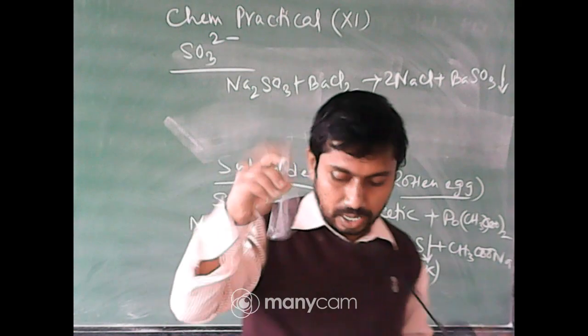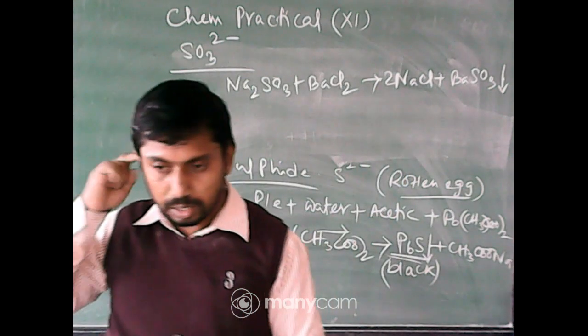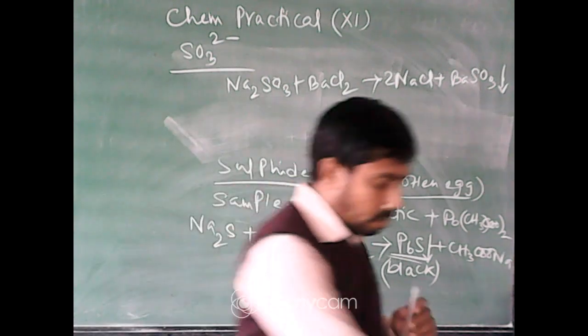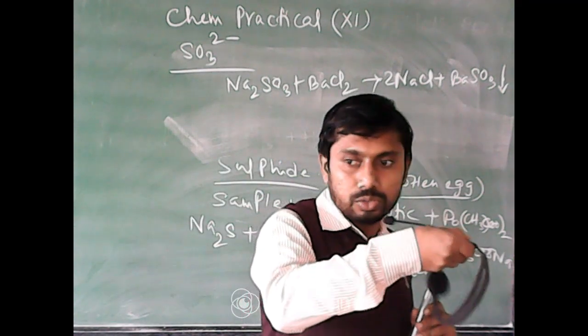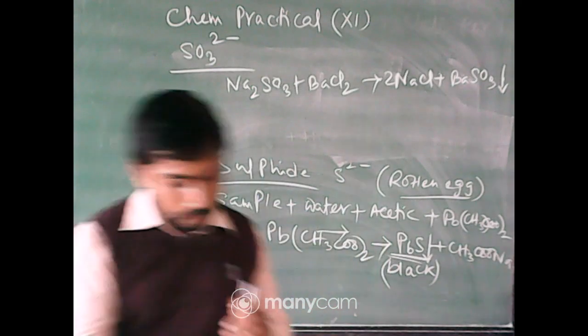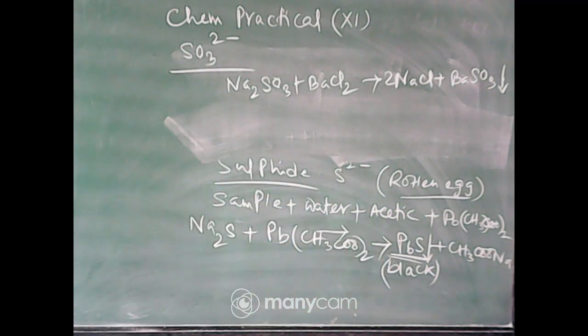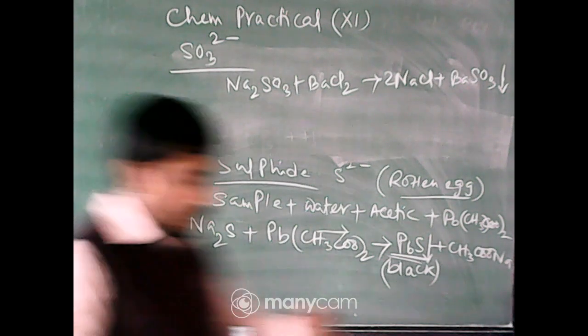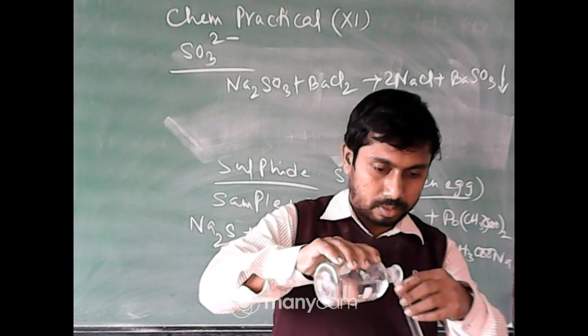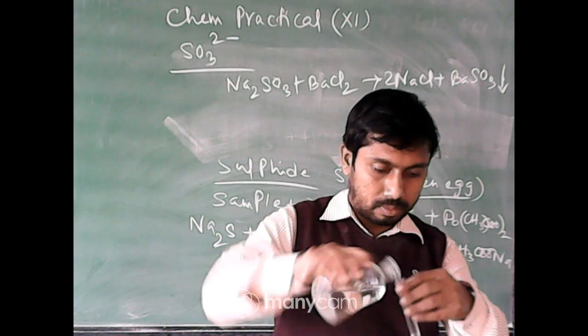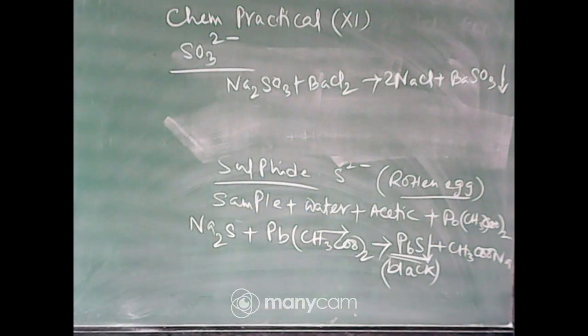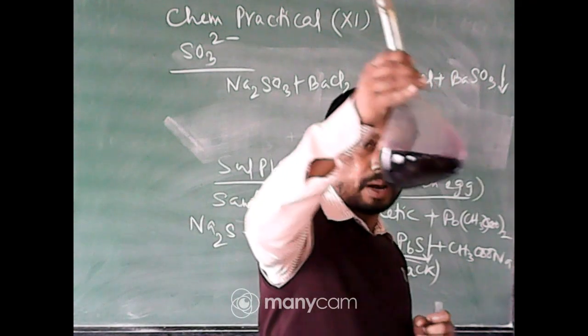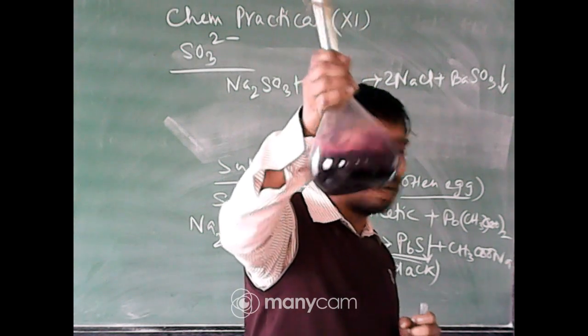Now I will proceed to the next part. Then it should be acidified, and then KMnO4 solution will be added. So for acidification, I am acidifying it. Okay, acidification is done. Then KMnO4, this is potassium permanganate. You can see the purple color of KMnO4.